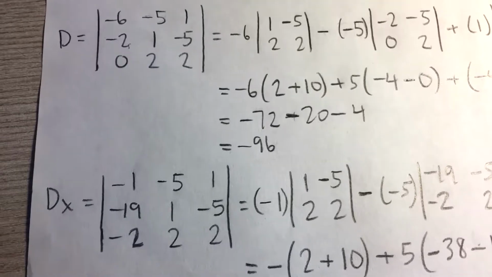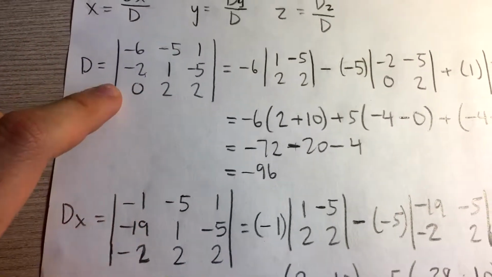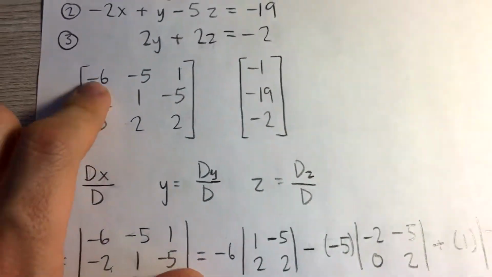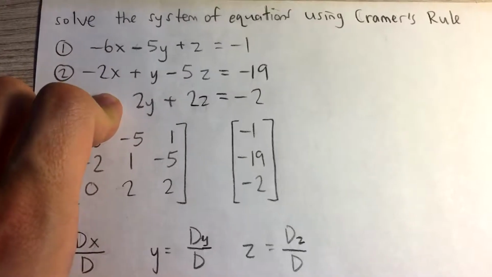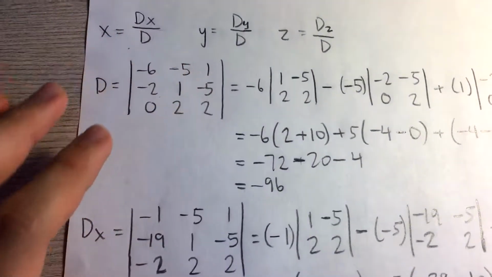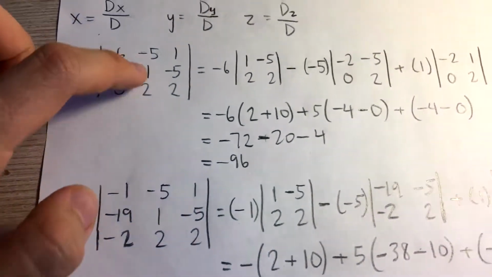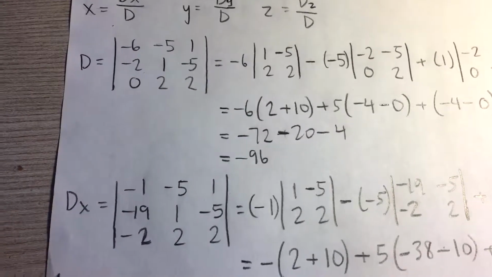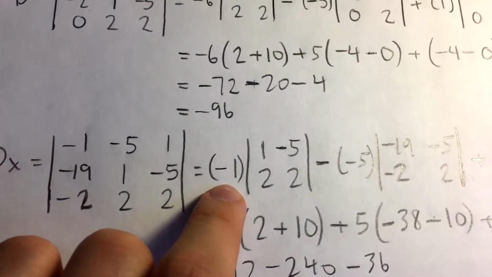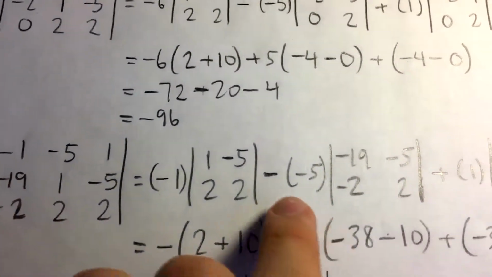Now what Dx means is it's the exact same as this, except this first column, which we can say is the x column because it represents the x coefficients, is replaced by these constants on the other side. So instead of negative 6, negative 2, 0, I have negative 1, negative 19, negative 2. You can see the other two columns are the same. And so here I'll do a similar idea. Start with the first one, negative 1. Cross out everything. I got 1, negative 5, 2, 2.